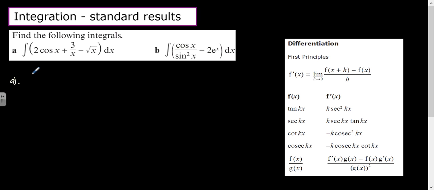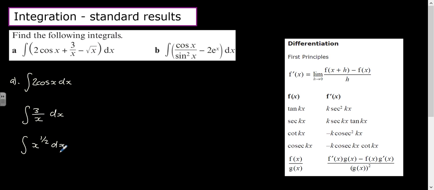So first of all, I'm going to integrate the 2 cos x. That's one of the jobs I need to do. Another job I need to do is to integrate the 3 over x. And another job is to integrate the square root of x, which as we know is x to the power of a half. Now we'll worry about this subtraction sign when we get to the final answer. So we'll integrate these separately and then combine our answers together.